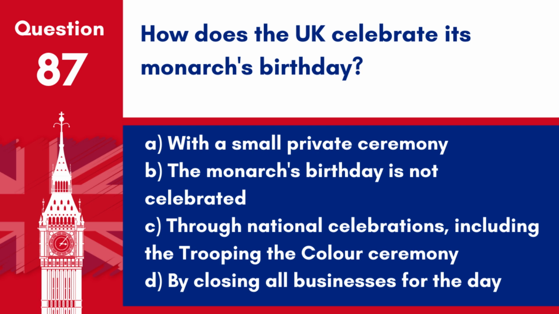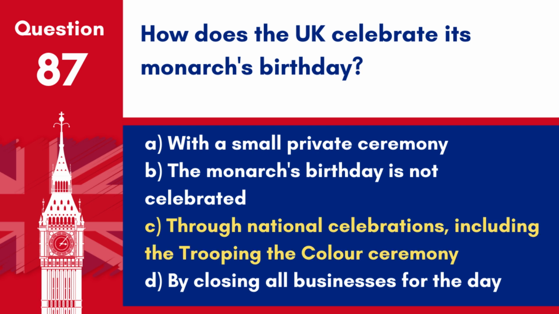A. With a small private ceremony. B. The monarch's birthday is not celebrated. C. Through national celebrations, including the Trooping the Colour ceremony. D. By closing all businesses for the day.